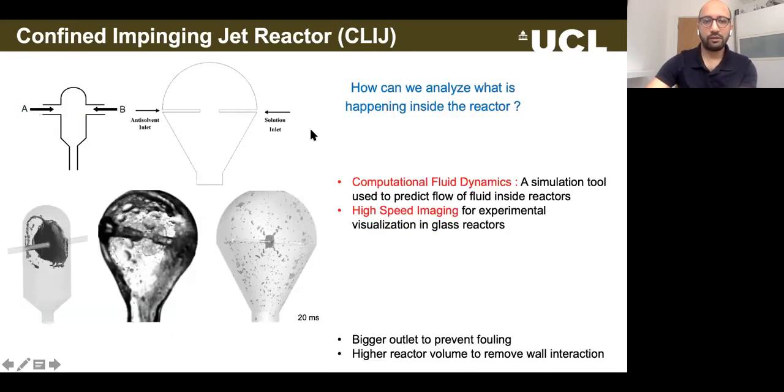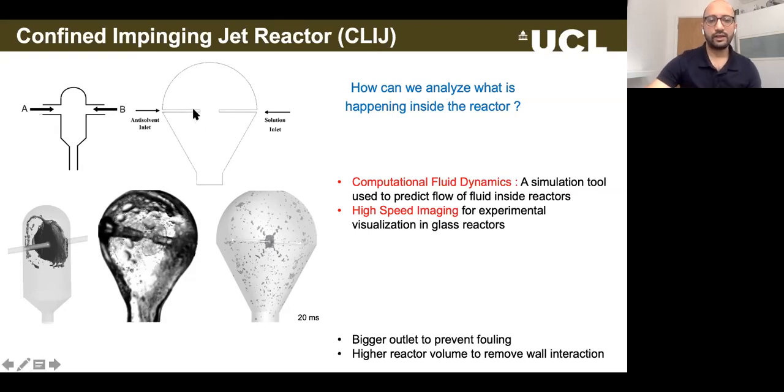So how do we analyze what is happening inside a reactor in this kind of impinging jet reactor? There are two main tools. One is computational fluid dynamics, which is a simulation tool used to predict the flow of fluids inside the reactor. And there is high-speed imaging to see what is happening experimentally, which needs transparent reactors, like those made of glass. If the reactors are made of metal, we obviously will not be able to see.